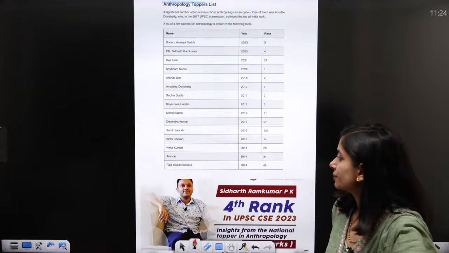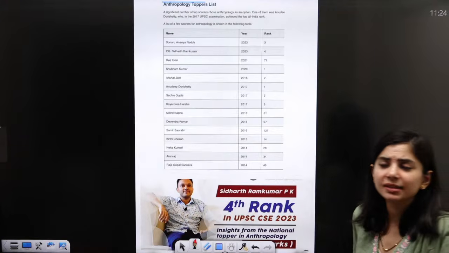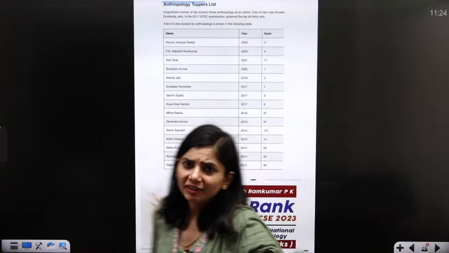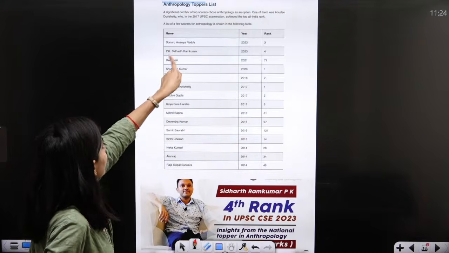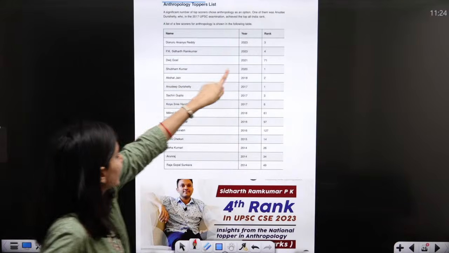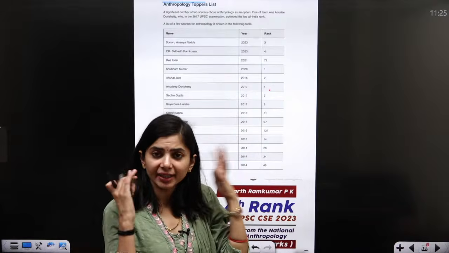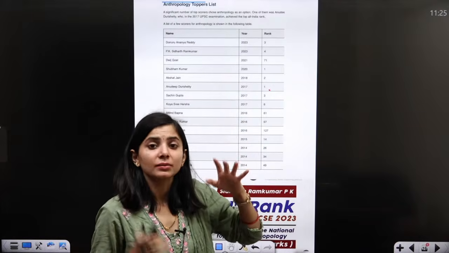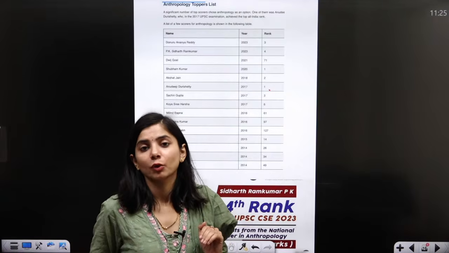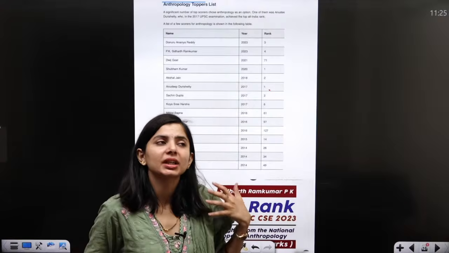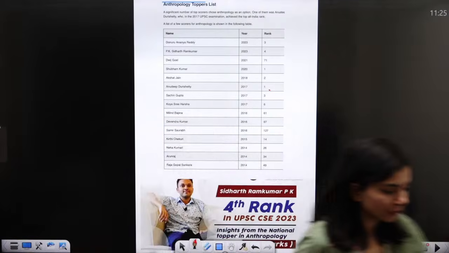Now here I can also show you why anthropology is considered a very favorite subject. You can find out the tendency. Here you can see in 2023, the rankers 3, 4, 71, first, second, first, third, sixth. So you can understand that for the top rankers, their optional subject is also helping them to score more, and anthropology is considered the most favorite subject.